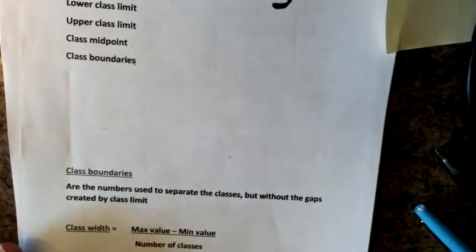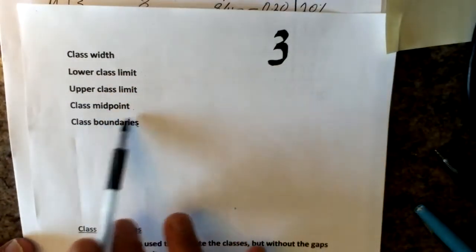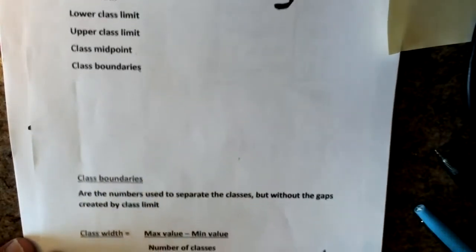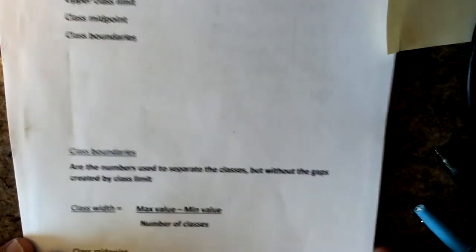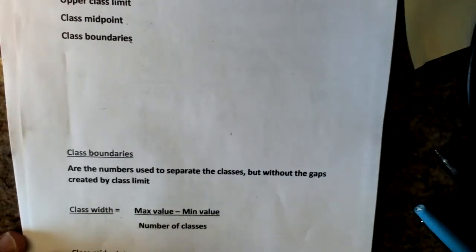Now we want to talk about some of the definitions: the class width, lower class limit, upper class limit, class midpoints. And all these definitions we understand by going over the example on the next page. But you need to understand that the class width is the maximum value minus the minimum value over the number of classes. Okay, look at these examples here.